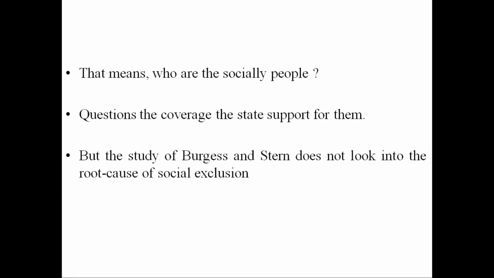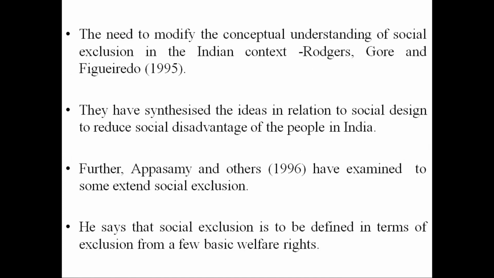But the study of Burgess and Stern, for example, does not look into the root cause of social exclusion of certain groups and communities as such, from their active participation in certain social, cultural practices and traditions existing in the developing society. Now, besides Burgess and Stern, there are other researchers also who are looking from one side of the cause of exclusion. They are not going into the deeper understanding, for example, the cultural understanding of exclusion or the social understanding of exclusion. This is possible when one looks at the social and cultural practices and traditions which are existing in the society, for example, in the developing societies.